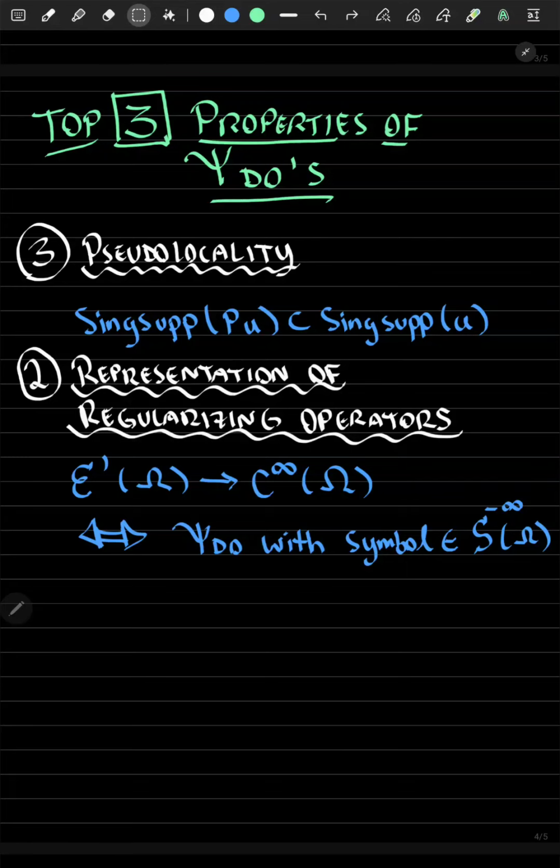At number 2 on the list, we have the representation of regularizing operators. A regularizing operator is an operator that takes a distribution that might be full of singularities and maps it, smoothly and, in fact, continuously and linearly to the space of smooth functions; it smooths out the distribution. Every operator of this type can be represented by a pseudodifferential operator with symbol in a class called S of minus infinity, and vice versa.